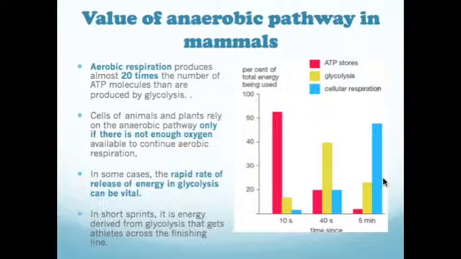The value of the anaerobic pathway in mammals. Aerobic respiration produces almost 20 times the amount of ATP than are produced in glycolysis. Cells of animals and plants rely on anaerobic respiration only if there's not enough oxygen. In some cases, the rapid rate of release of energy in glycolysis can be vital in short sprints. So to get away from animals, you had to run fast. In order to do that, you needed immediate energy, in the form of glycolysis.